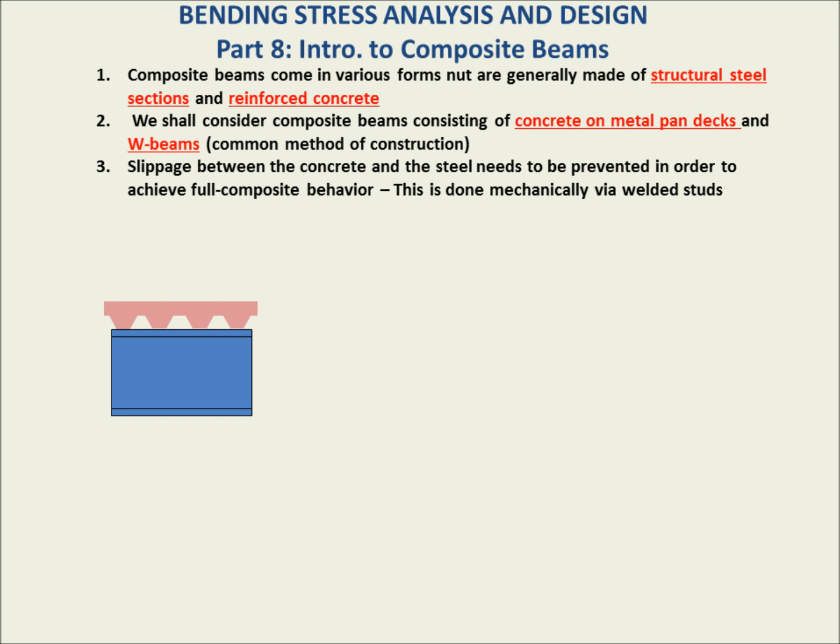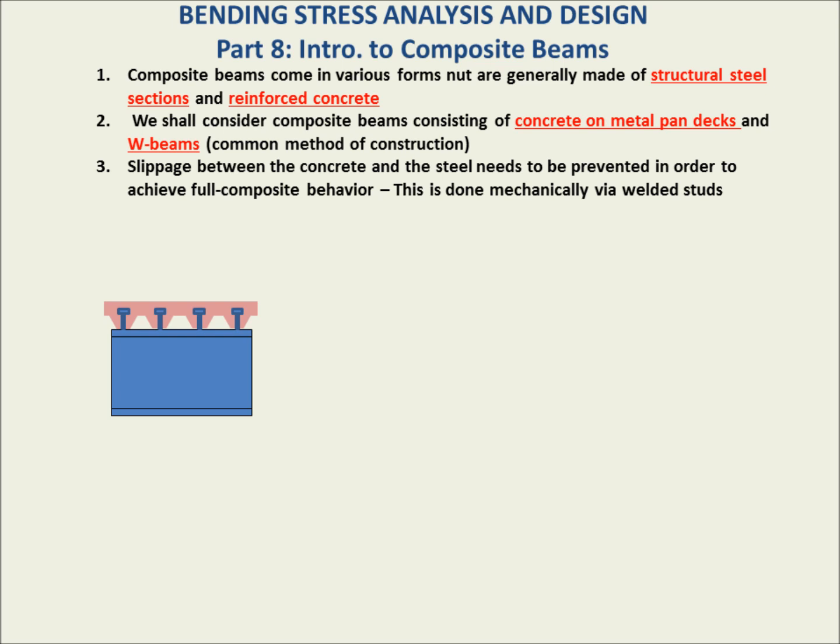Now, in order to achieve full composite behavior, the steel and the concrete need to be connected by some means. So slippage between the concrete and the steel needs to be prevented, and this is achieved in this kind of construction through welded studs. There are studs that are connected through the metal pan deck and welded directly to the beam, and the concrete is poured on top of that so that the studs are cast into the concrete. This then helps the transfer of the horizontal shear forces.